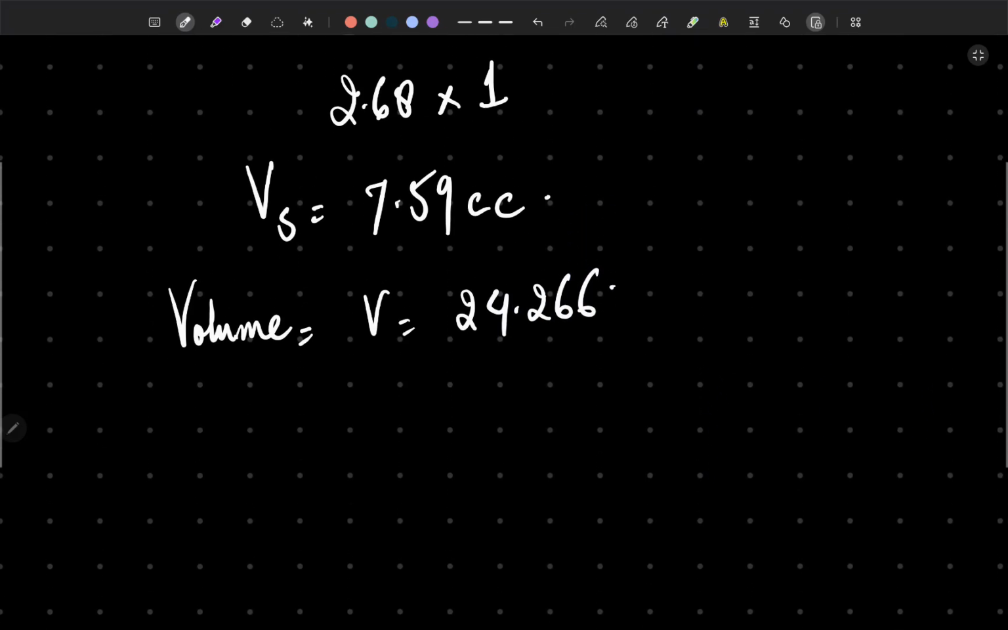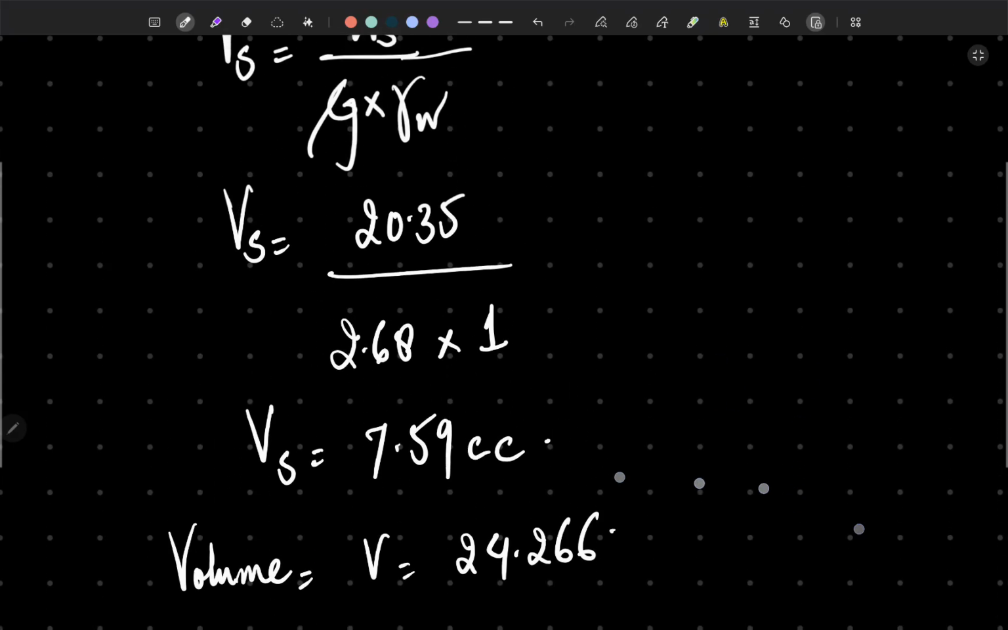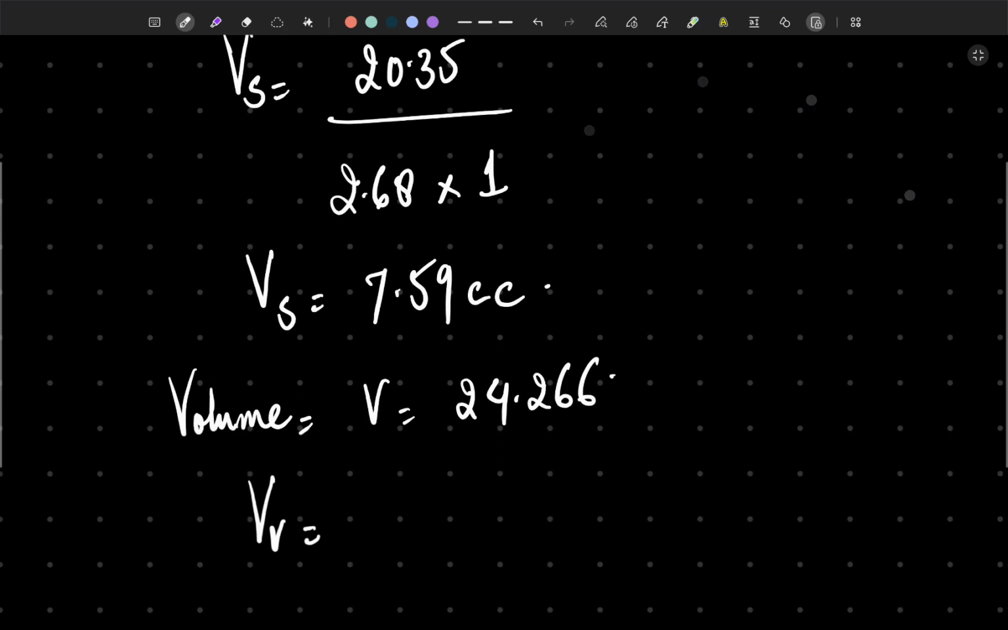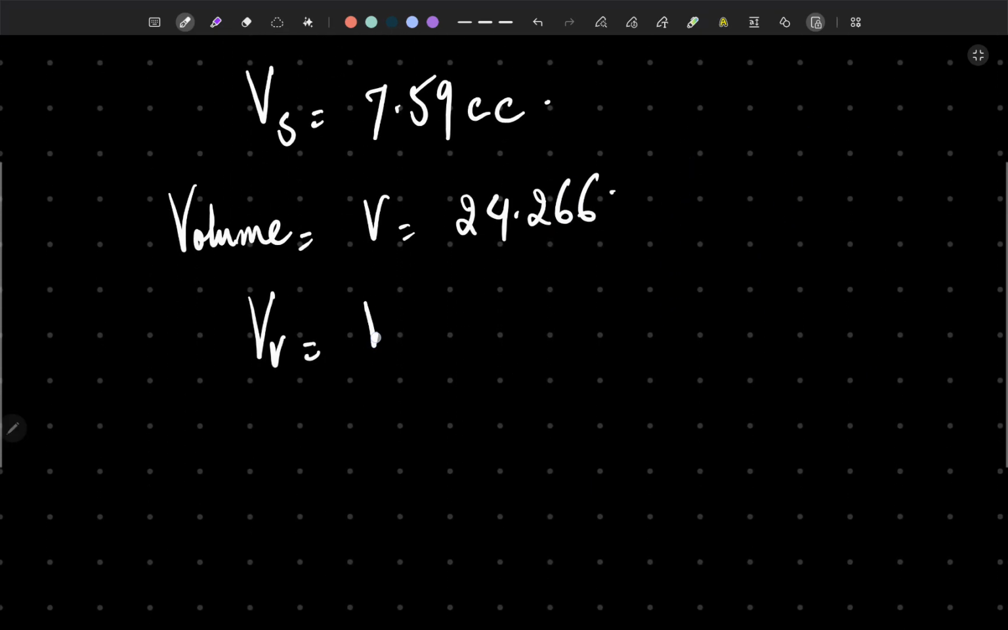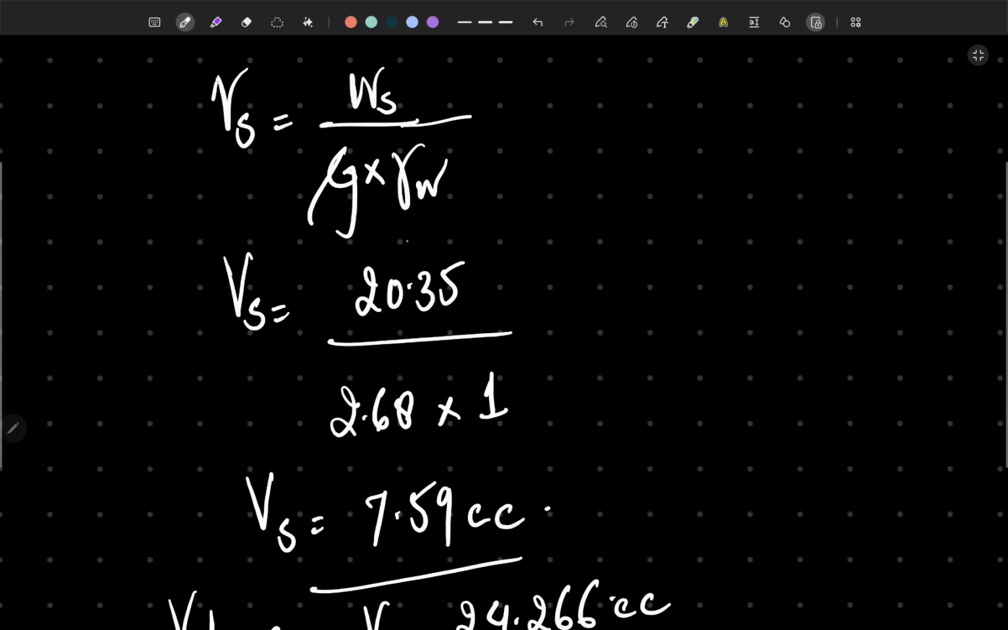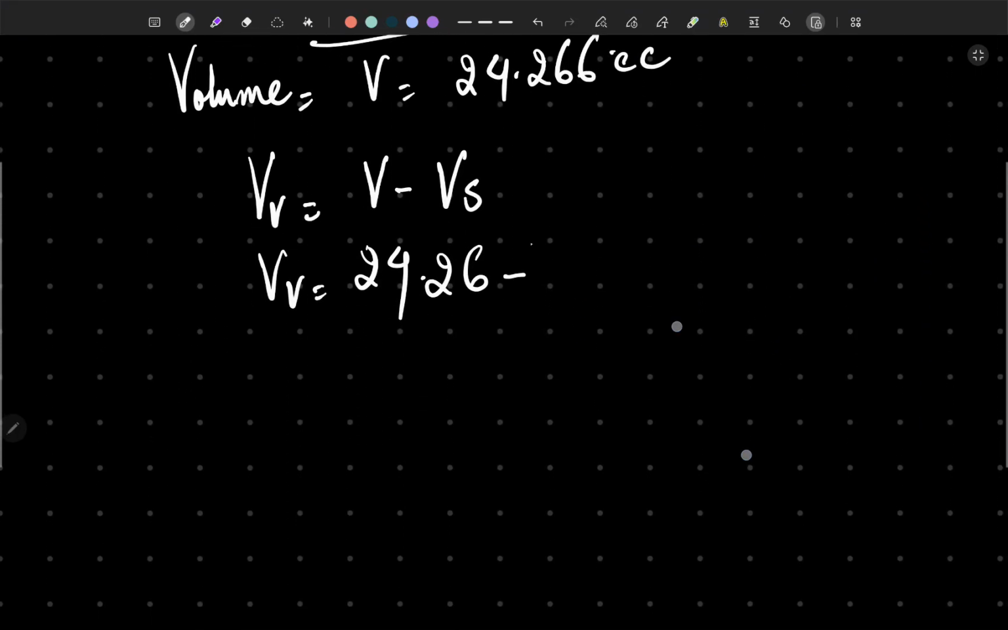I need the volume of voids. Volume of voids is total volume minus volume of solids. We know the total volume is 24.26 cc. The volume of solids I just calculated using this equation is 7.59. So the volume of voids is 16.67 cc.